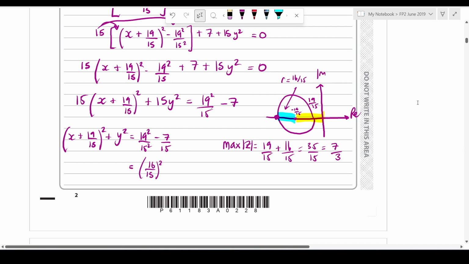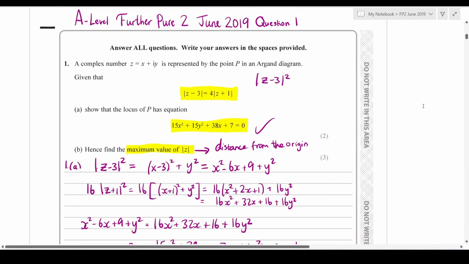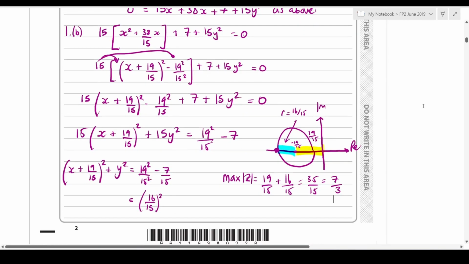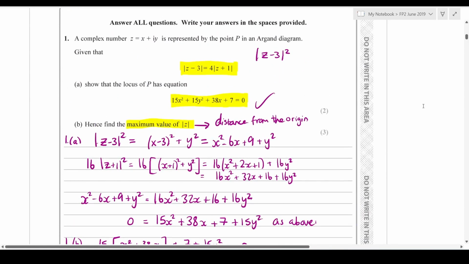So this question, compared to some of the other questions you'll see in the paper, was quite straightforward. I mean, it's question 1, so it's normally a good one to give a go. This one is probably one that's worth spending a bit of time on, making sure that you take each step slowly and accurately so that you're definitely securing those marks.